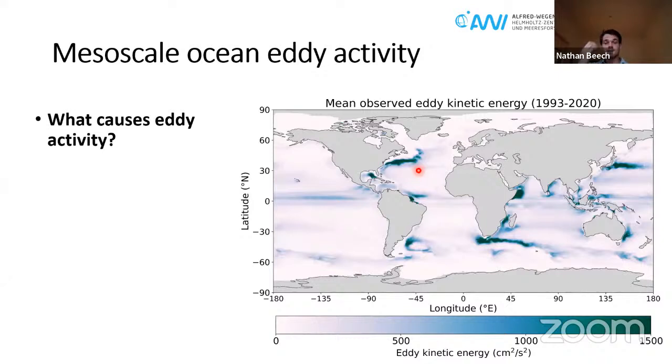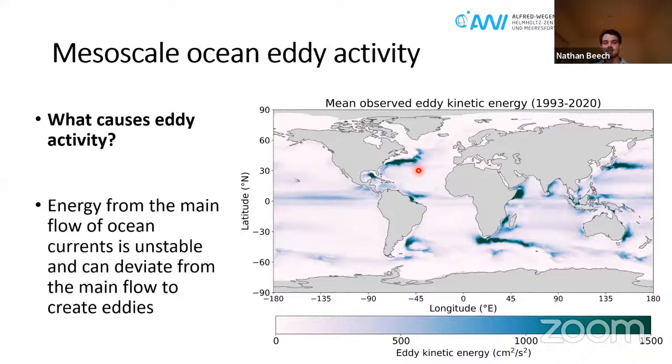Now that we know what we're talking about and we know where it is, we can ask ourselves, why is eddy activity where it is, and what causes it? It's a bit of a technical answer, but essentially when we have ocean currents, we have a lot of water moving along a path in the ocean, and there's a lot of energy contained in that. When that energy is unstable, and it often is in the real world, then it can branch off of the main path of ocean circulation and whirl and swirl around, and that's essentially what an eddy is.